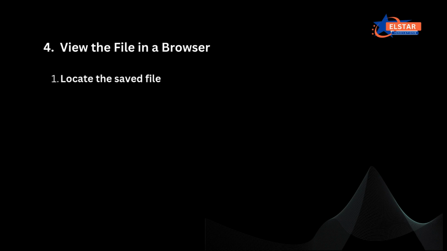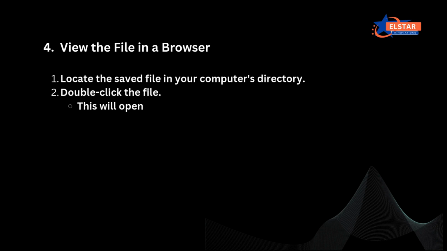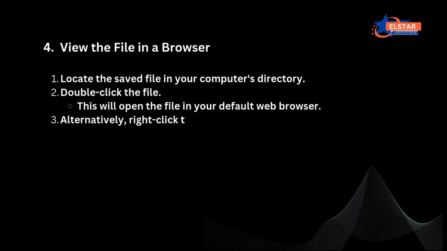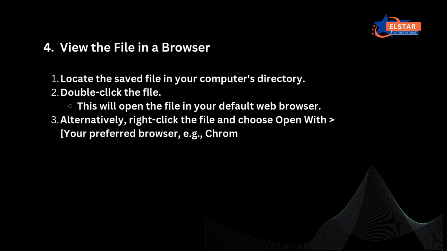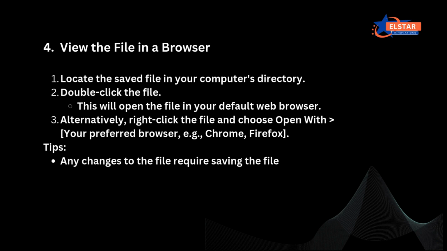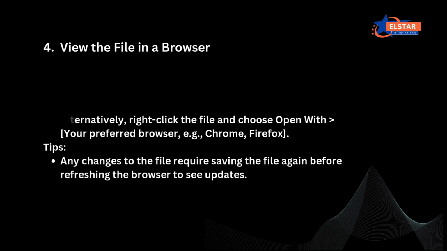Locate the saved file in your computer's directory. Double-click the file. This will open the file in your default web browser. Alternatively, right-click the file and choose Open with your preferred browser, for example Chrome, Firefox, whatever browser. Quick tip: any changes to the file require saving the file again before refreshing the browser to see updates.